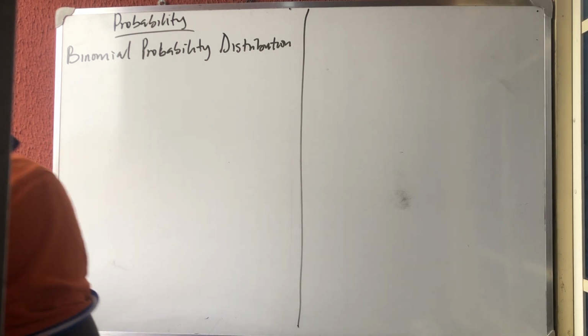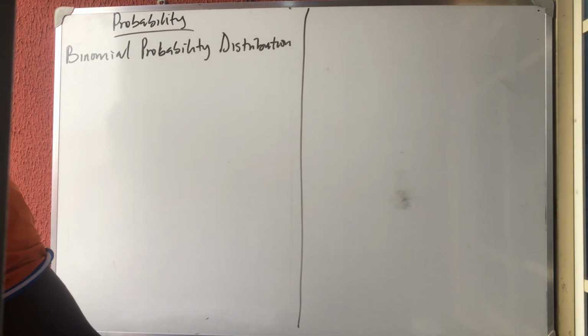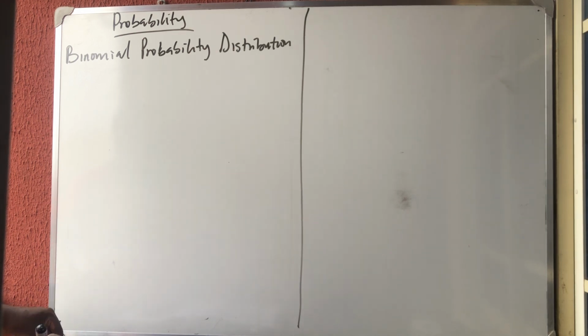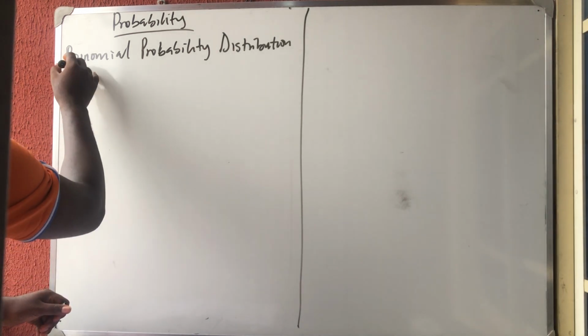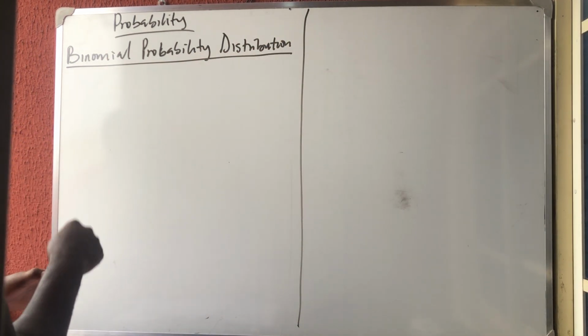You can go and read up the definition of discrete and continuous random variable. In fact, what is a random variable? What is a discrete random variable? What is a continuous random variable? So these are the small things you need to know.